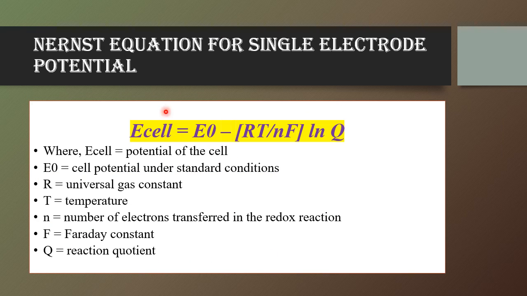So this is the formula for the Nernst equation: E cell is equal to E naught minus RT over nF ln Q. In this, E cell is the potential of the electrochemical cell, E naught is the cell potential under standard conditions, R is the universal gas constant, T is the temperature, n is the number of electrons transferred in the redox chemical reaction. Clear? And Q is the reaction quotient.